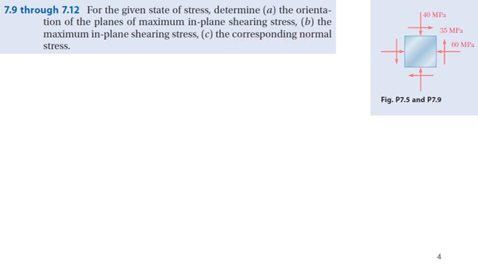Again, let me draw: this is my x-axis, and this is my y-axis. I can write sigma x is equal to minus 60 megapascal, sigma y is minus 40 megapascal, and tau xy is 35 megapascal.